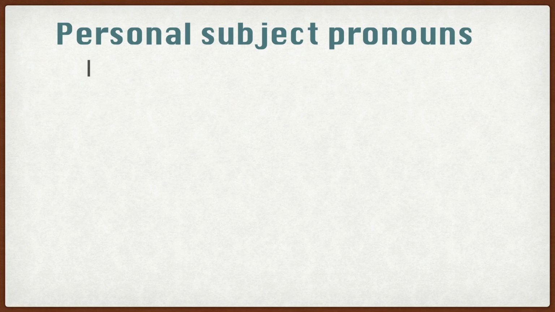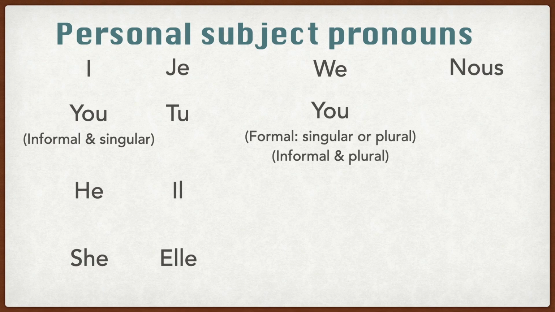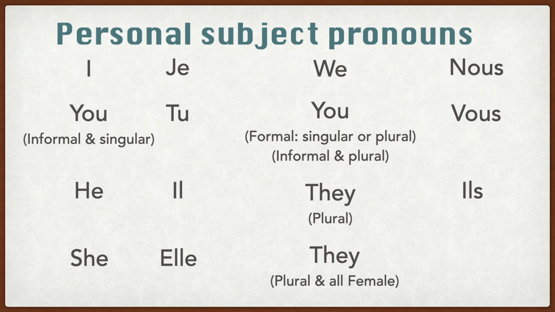So for I, we use je. For informal and singular you, we use tu. For he, we use il. For she, we use elle. For we, we use nous. To address you that is not informal and singular, we use vous. For they, that is plural, which is not all females, we use ils. For they, that is plural and all females, we use elles.